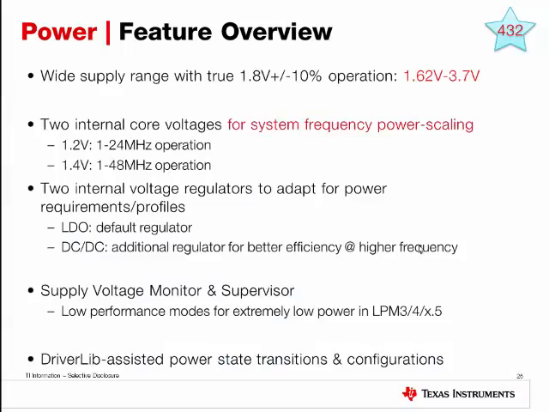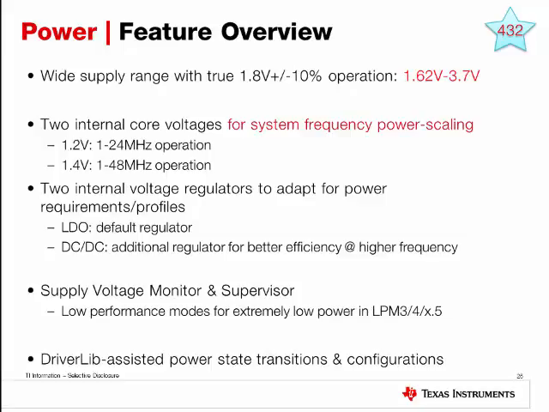From a feature overview, the power system provides a wider range of power supply with true 1.8 volt operation, so you can use the device all the way from 1.62 volt to 3.7 volts. There are two internal core voltages to enable the system frequency power scaling. So for example, if you need to run your system from 1 to 24 MHz, you can use a 1.2 volt V core. When you need to boost the power performance to 24 to 48 MHz, you can use your 1.4 volt. To generate the internal core voltage, an internal voltage regulator can be used.